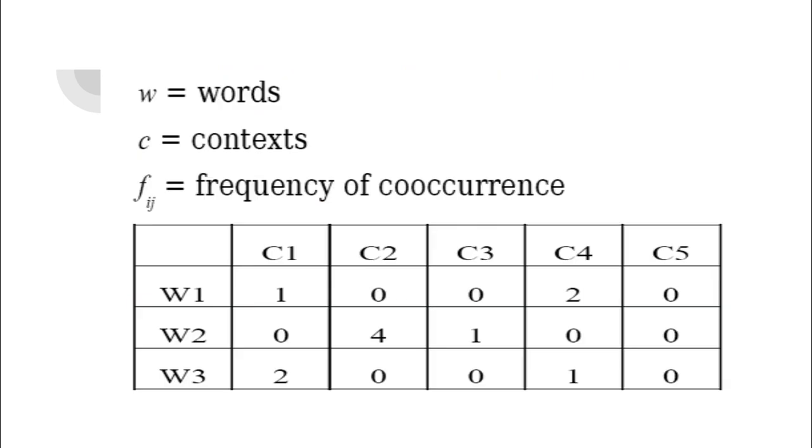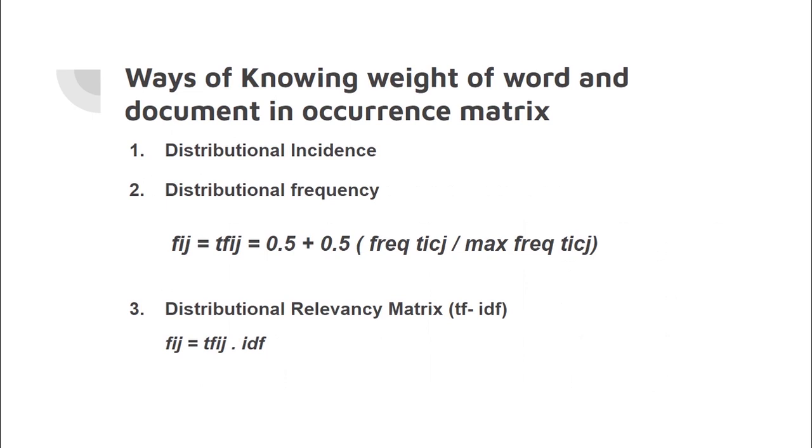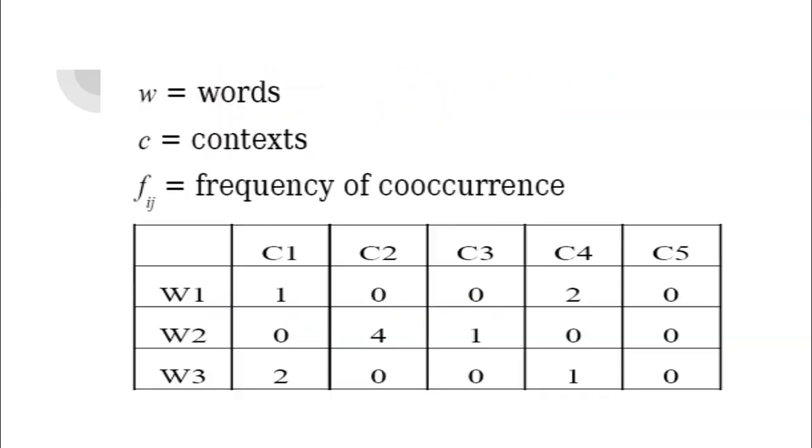By looking at this matrix, we can easily say that the word 4 is occurring 4 times in the document C2, which says that the word 2 in the document C2 is very much important, or the weight for that word 2 is high. This is one way of identifying, but it is a simple way of understanding, but you have to draw the entire matrix.